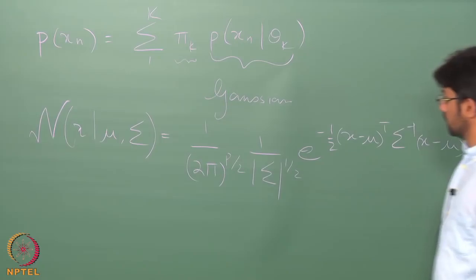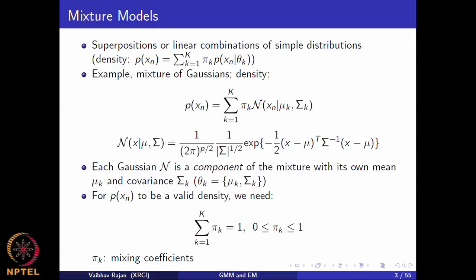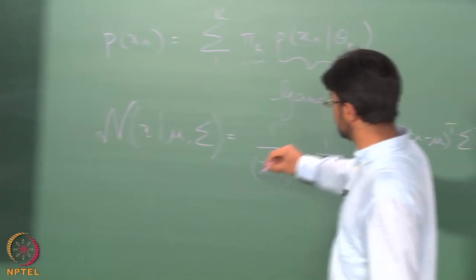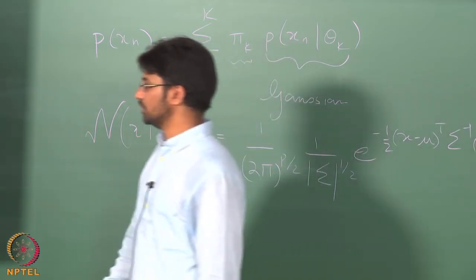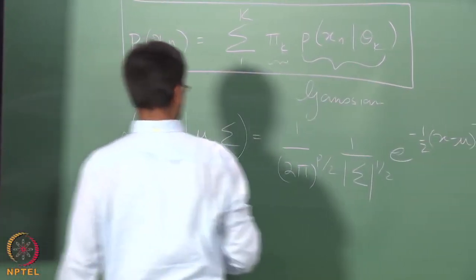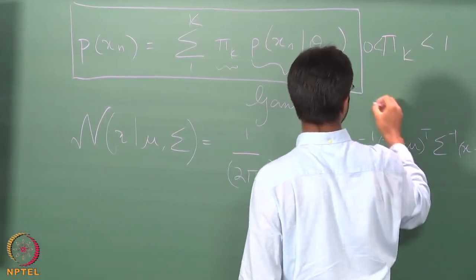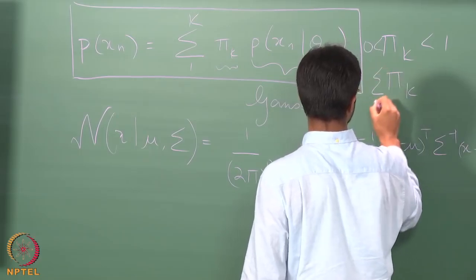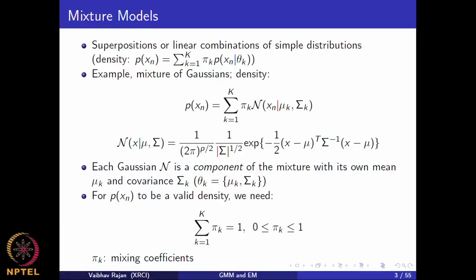Right. So, this is the form of a Gaussian. I am assuming you all know this, but let us keep it. Each component here is a Gaussian, and each of these Gaussians has its own parameters, the mean parameter and the covariance parameter, right. And for this to be a valid density, we need the pi k's to be between 0 and 1, and also the sum of all the pi k's to be exactly equal to 1. We can show this mathematically, okay.